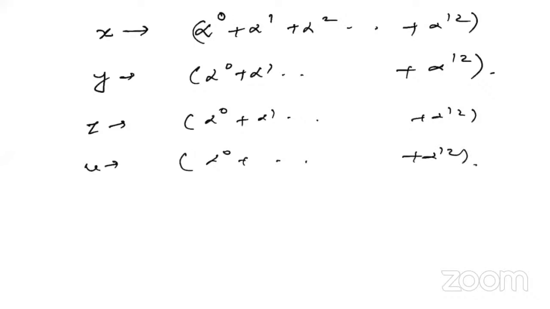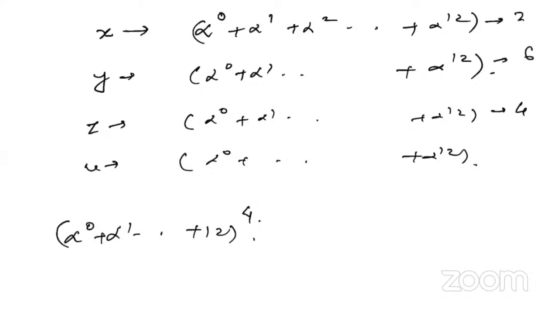I'll explain this for z also and for u also. So x is alpha to the power 0, alpha to the power 1 up to alpha to the power 12, same as y, same as z. So this is having power 4. If I take 2 from this, 6 from this, 4 from this, then 0 has to come from this. So overall, x is 2, y is 6, z is 4, u is 0. That is the same case as x containing alpha to the power 2, y alpha to the power 6, z alpha to the power 4, u alpha to the power 0. That is one of the cases, right?